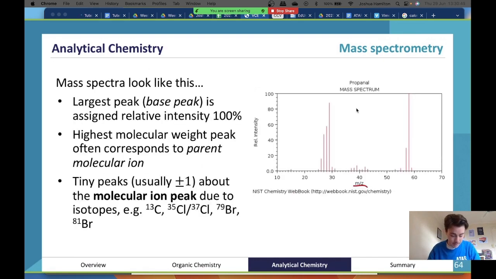Tiny peaks are usually plus or minus 1 around a peak. If you have lots of little tiny peaks around a peak, what that says to us is that there are some isotopes. We talked about isotopes in year 11, but carbon's usually 12, and there are some carbon 13s. Chlorine's usually 35, but there are some chlorine 37. Bromine is usually 79, but there are some 81s. So it's important to understand that. In this case here, we have propanol. So propanol looks something like this.